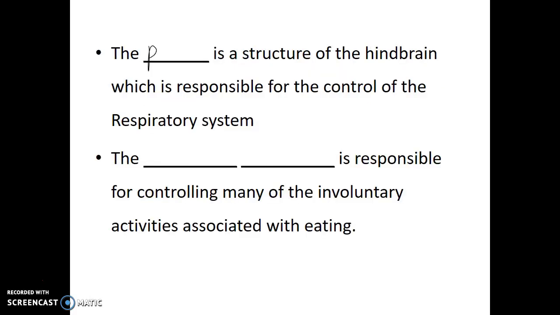The pons is a structure of the hindbrain which is responsible for the control of the respiratory system. It's the pons which causes us to breathe more deeply when performing exercise, and also what causes us to yawn. The medulla oblongata is responsible for controlling many of the involuntary activities associated with eating.